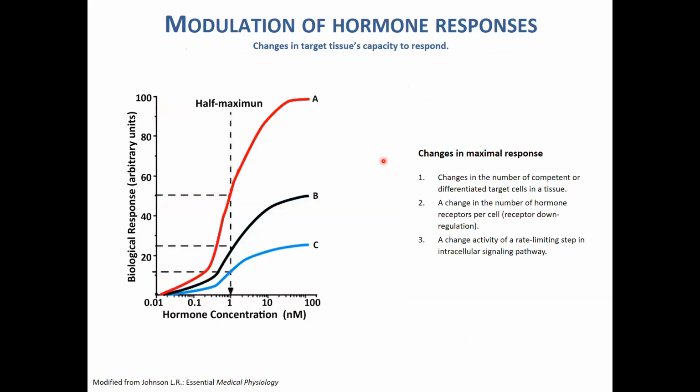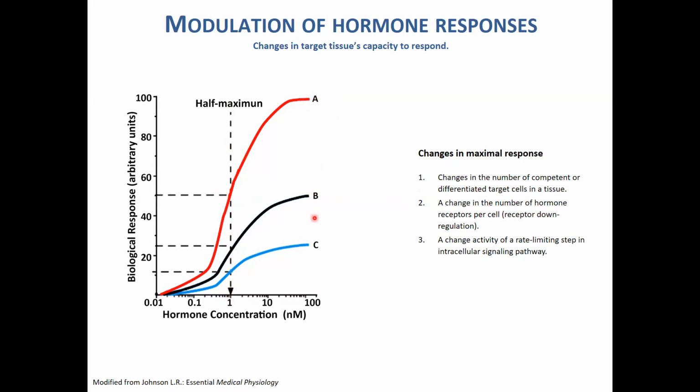Now, these hormone response curves can change in different ways. This particular one I'm showing you changes in the capacity of the target. This is done by either changing the number of receptors on the target tissue, how many cells are in the target tissue, or the rate-limiting step of the intracellular pathway. And you see in this particular example, the half-maximal effect is the same for each one of these dose response curves, but the maximal effect is different.